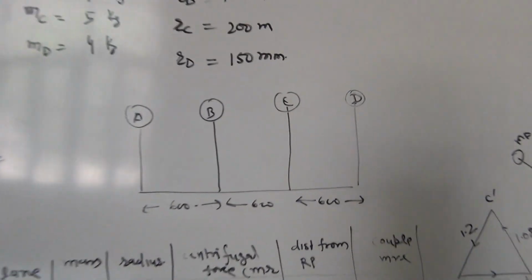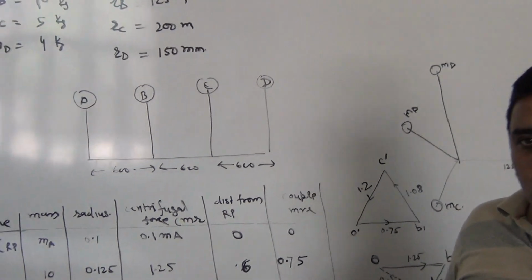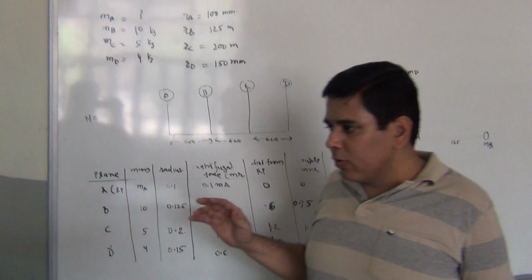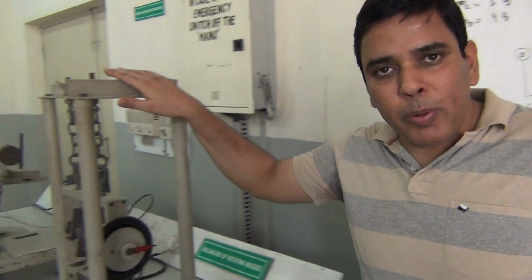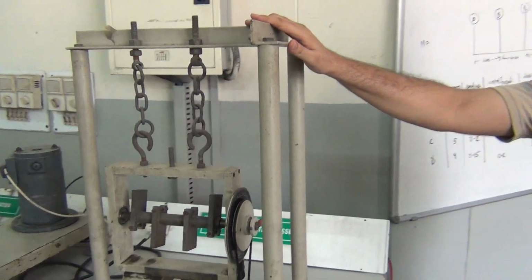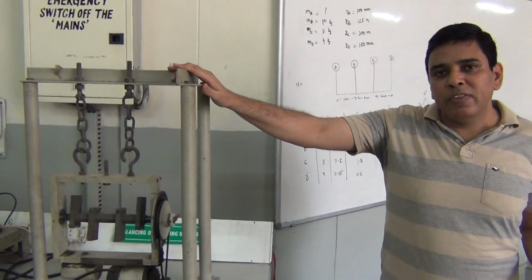Today we do the experiment of balancing of rotating masses acting on different planes. As you all know, this is the apparatus for balancing of rotating masses. To start the experiment, first we learn how we solve the problem of balancing of rotating masses.